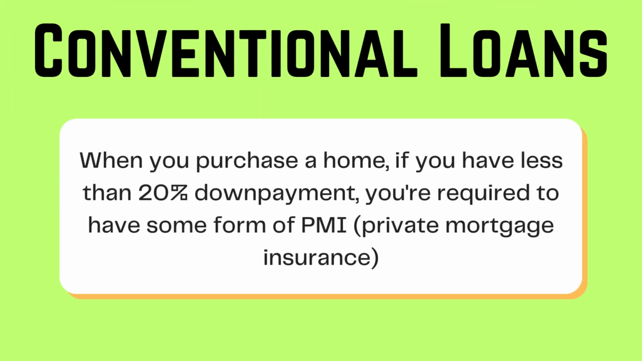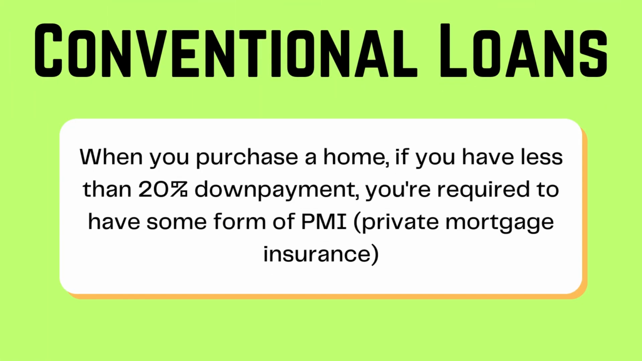But on a conventional loan, when you purchase a home, if you have less than 20% down payment, you're required to have some form of PMI, or private mortgage insurance. This is a protection to the lender that you get to pay for as part of your monthly payments. And once you achieve a certain point in your loan where you have enough equity, you're able to request and have that removed off your loan. So let's look at how to do that.